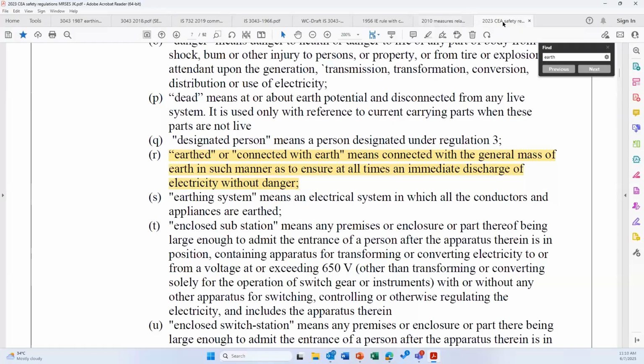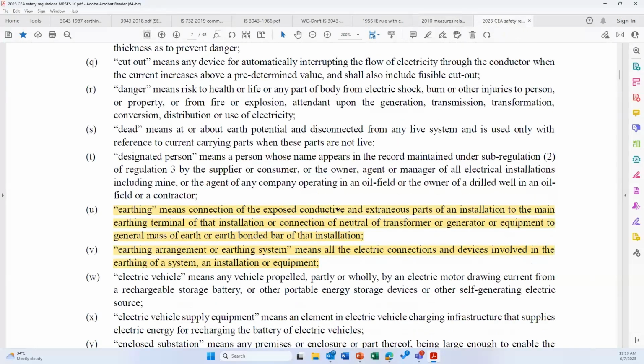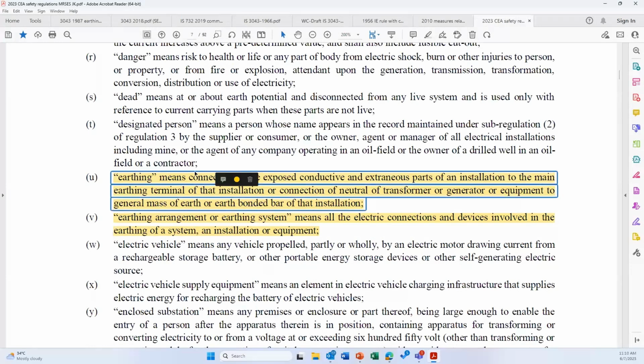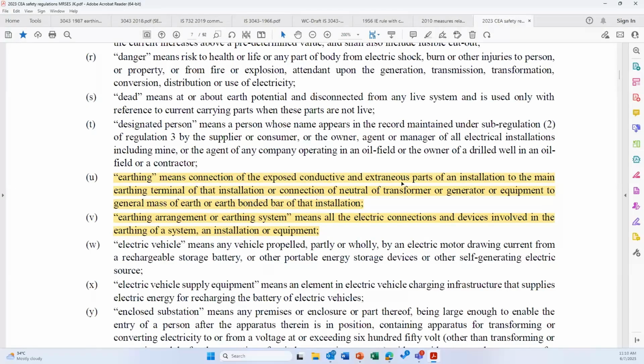Similarly, in 2023, there was a big change. The 2023 CEA regulation has changed the definition. I don't know how many of you have really noted it down. Here, there was no earth or earthed. The definition of earthing was defined. Earthing means connection of exposed conductive parts and extraneous conductive parts of the installation to the main earthing terminal of the installation. That means in a building, earthing means your exposed conductive parts and extraneous conductive parts are connected to the MET, one common bus bar, or connection of neutral of transformer or generator or equipment to the general mass of earth, depending upon the situation.